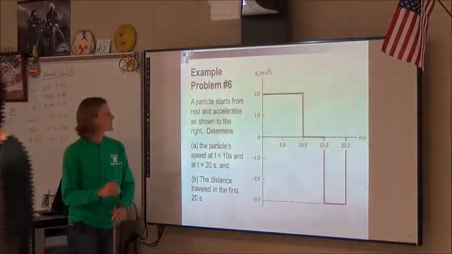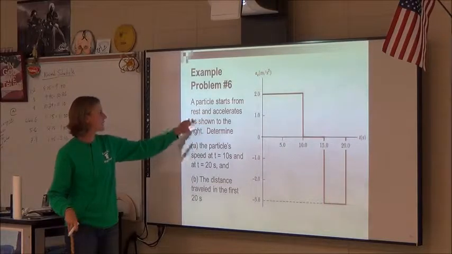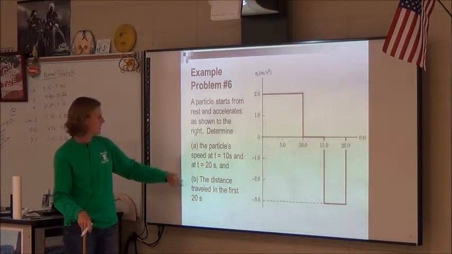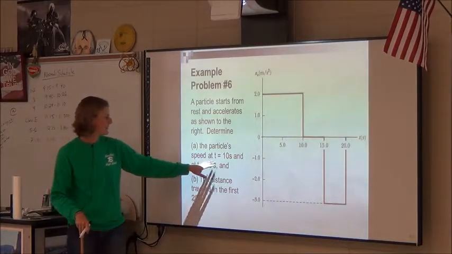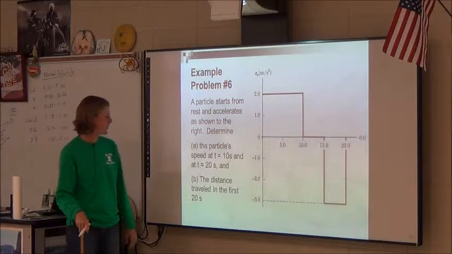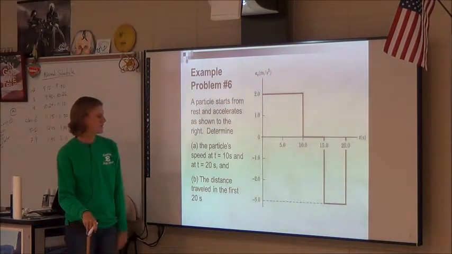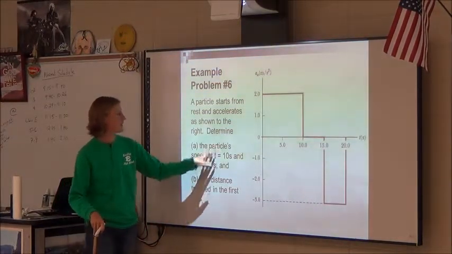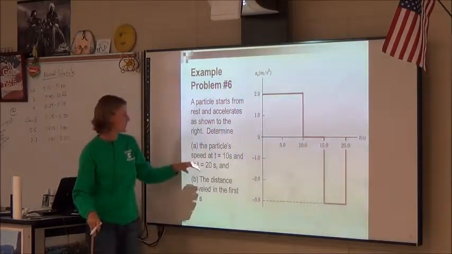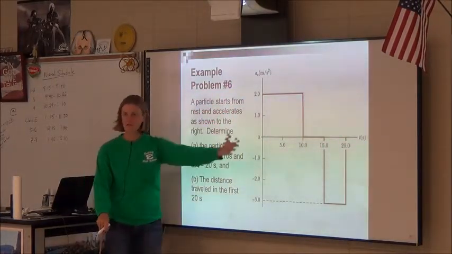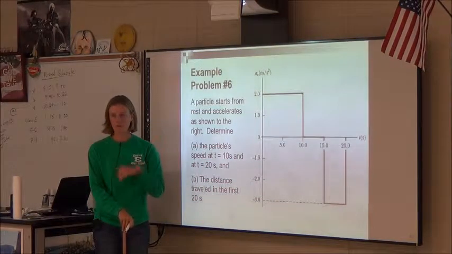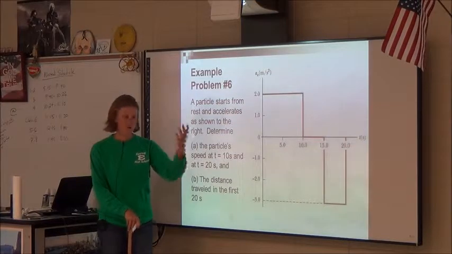Okay, so number 6, a particle starts from rest and accelerates as shown to the right. Determine the particle speed at 10 seconds and at 20 seconds, and then also the distance. Okay, so this is an acceleration graph from which we would like to know something about speed. How do you go from an acceleration graph to get speed information? Integrate, which is the area under the curve.